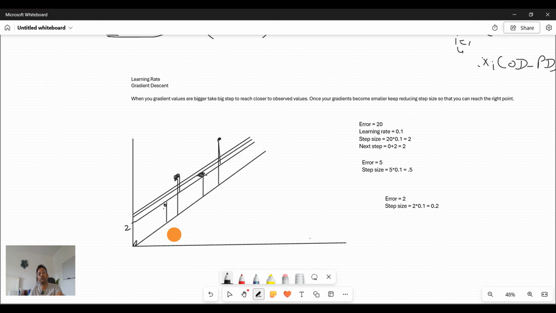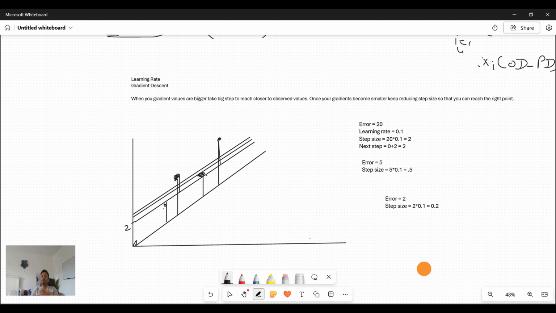So basically what is the concept behind it? Gradient descent helps us to reduce the overall cost of the learning. Yes, you can see we took a big jump. Once we reached close to the right point, it started turning out to be baby steps.